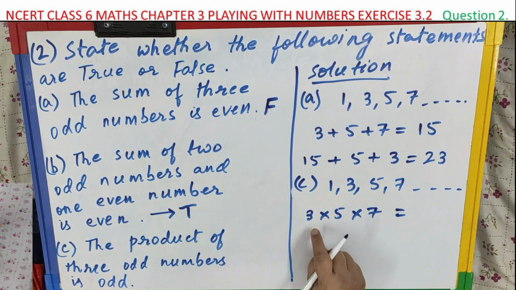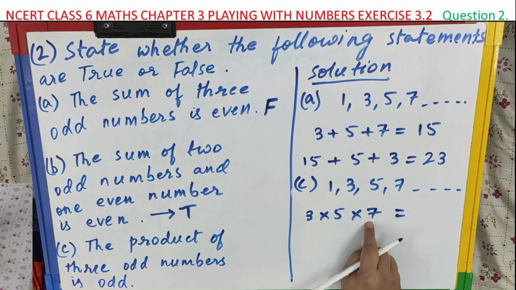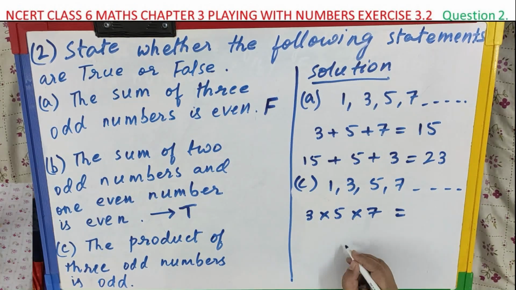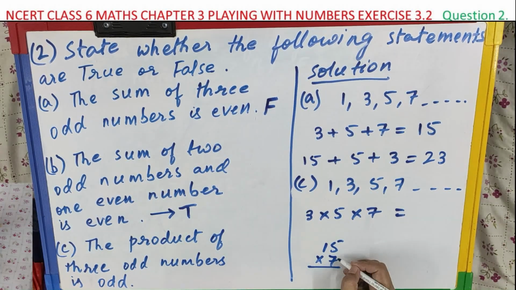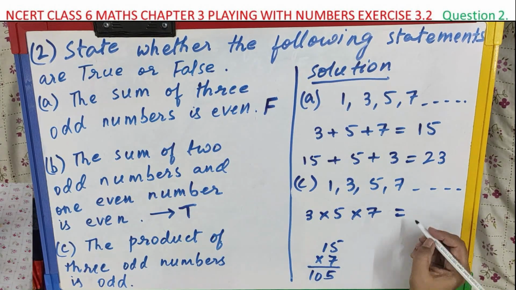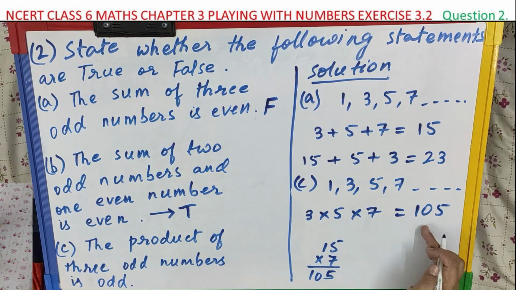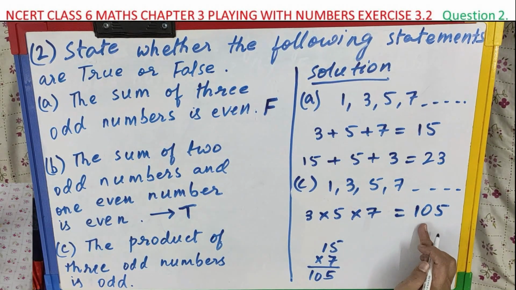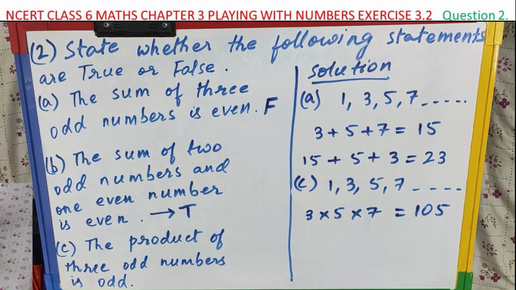what is the result? See, 3 into 5 is 15 and 15 into 7 is how much? See, you should know the table, but if you don't know, you can do the multiplication like that. 7 5s are 35, 3 carry, 10, 105. So the product of three odd numbers is an odd number. It is an odd number because it is not divisible by 2. So the statement given is correct. Okay, it is correct statement. It is a true statement.